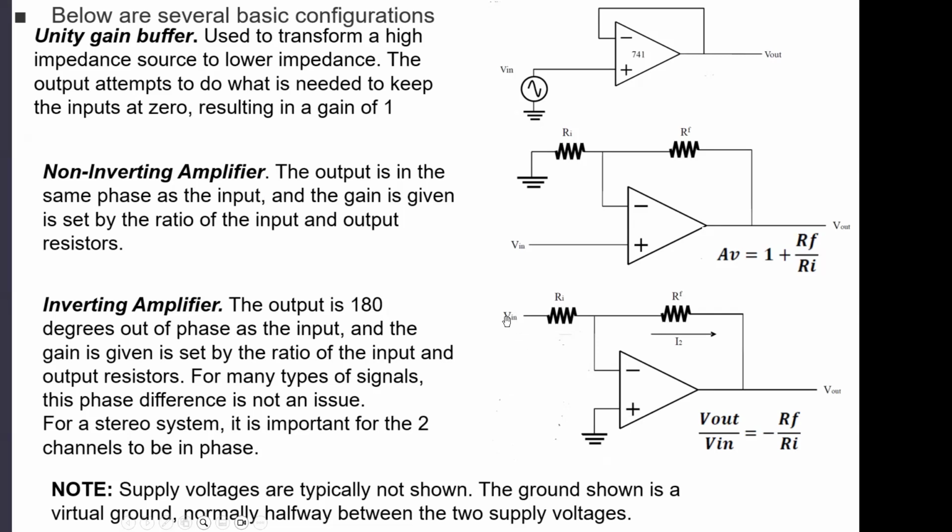Okay, so what do we have here? The input is provided to this point right here, and we have the negative feedback going from the output through these two resistors, mostly through the RF, because the output is connected to the input, so it's a negative feedback.